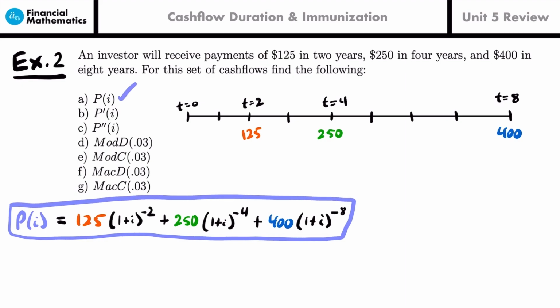We have now completed part A of this problem. This represents how you would calculate the present value of this set of cash flows given a particular interest rate I.